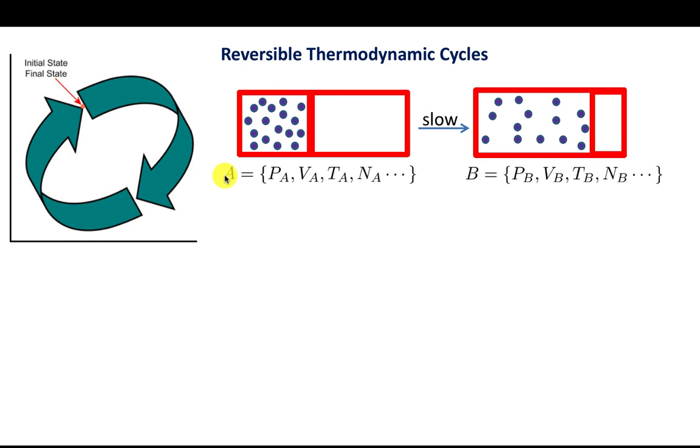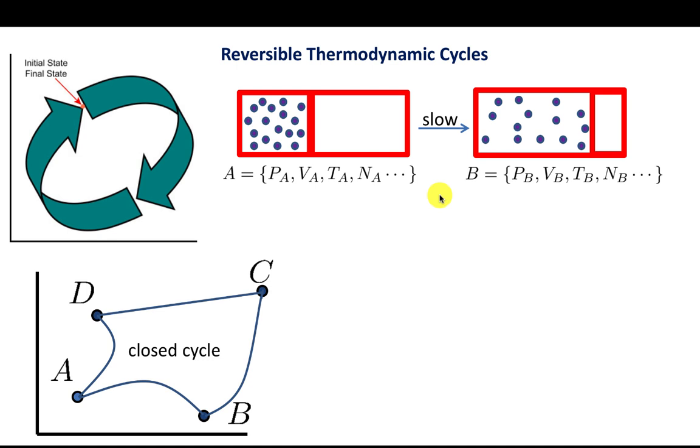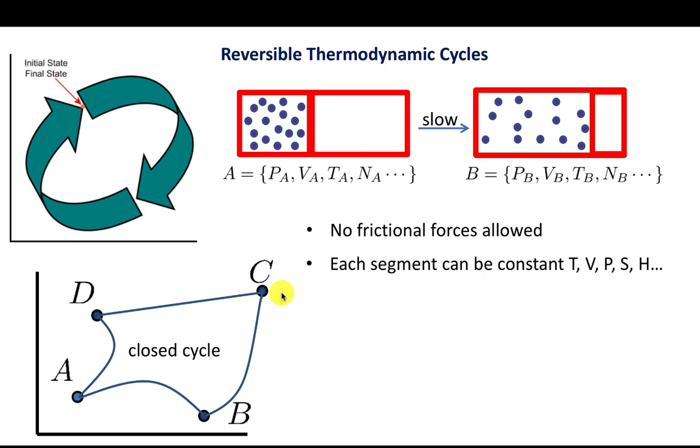And that's in microseconds. Again, to repeat, if you have A, which is a whole bunch of numbers that defines the thermodynamic state of the system, well, that A changes into B. If it changes slowly, then it's a reversible path from A to B. And this would be a closed cycle. So you go from A to B by some path, B to C, C to D, D to A. Now, in these reversible thermodynamic situations, no frictional forces are allowed. You could say that we deal with conservative systems. On each segment, let's say this, you could have something that is constant. Maybe the thing that is constant is the temperature, or maybe it is the pressure, or the volume, or the entropy, or the enthalpy, whatever.